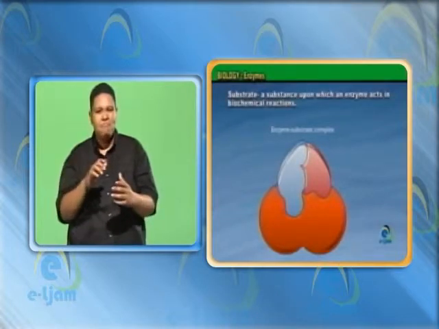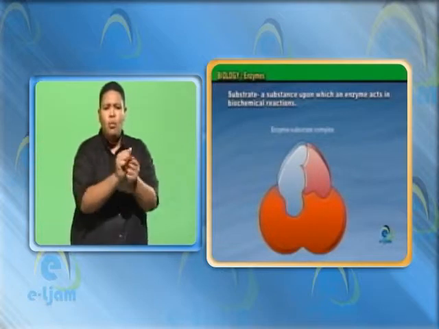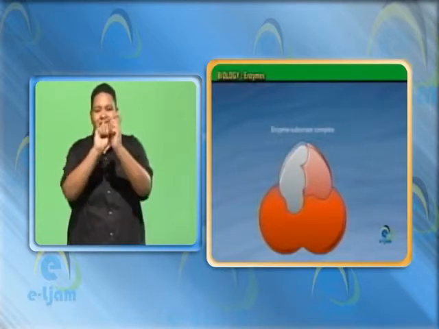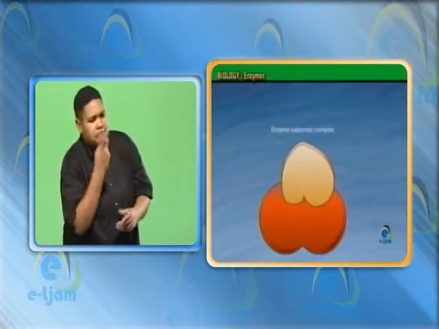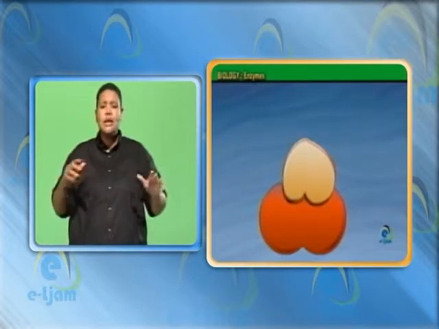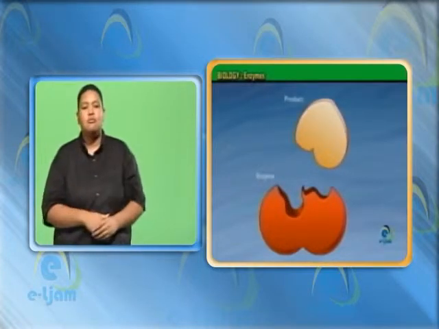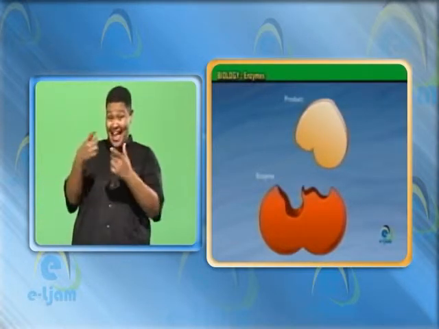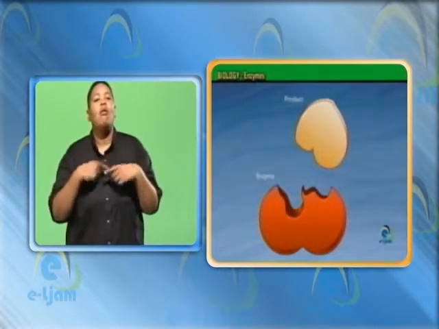The substrate is the substance that the enzyme acts on in a biochemical reaction. This occurs so that a reaction can take place. When the reaction is complete, the product or products leave the active site. Without these catalysts, reactions would occur too slowly to sustain life. One such reaction is digestion.